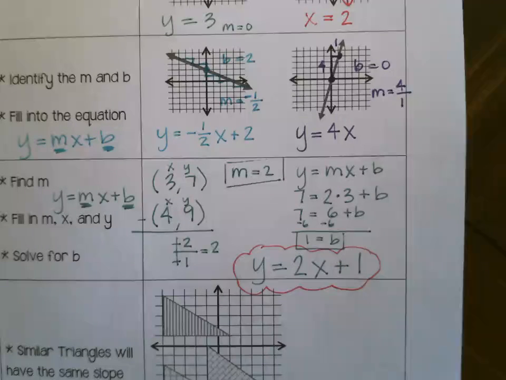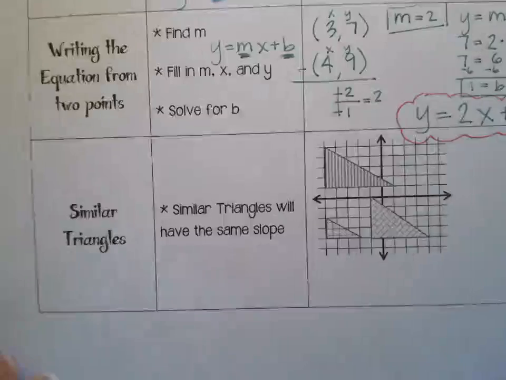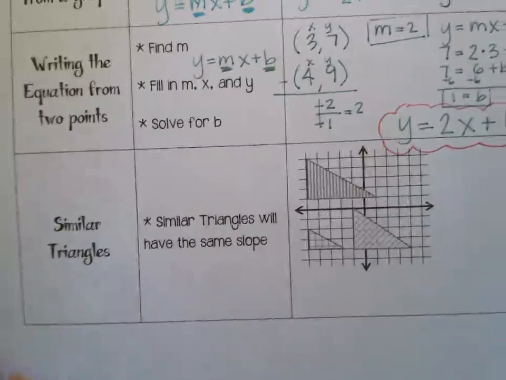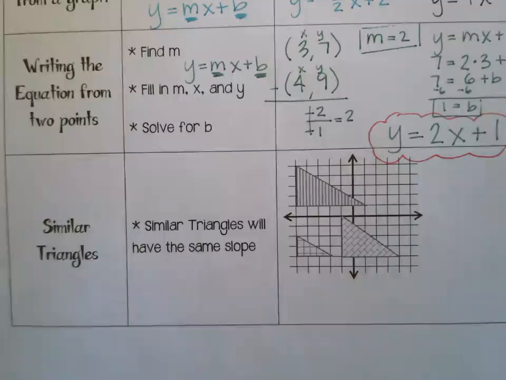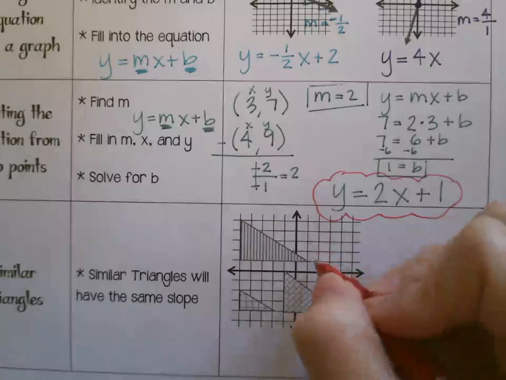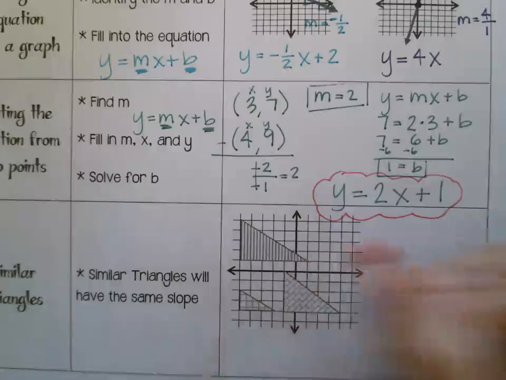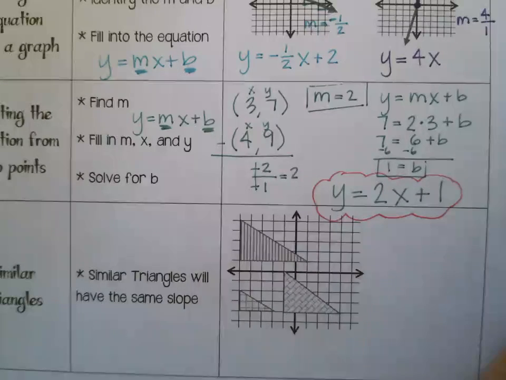All right, very good. All right, last thing. We talked about similar triangles, and similar triangles are always going to have the same slope. So if we look at these three triangles, we might be wondering, gosh, are they similar or are they not? Well, what I'm going to do is find the rise and the run of each triangle.